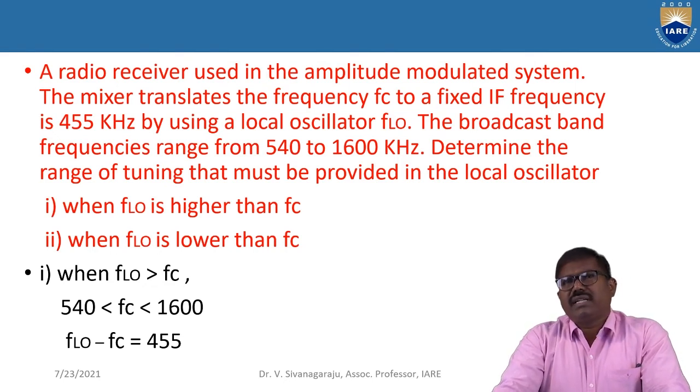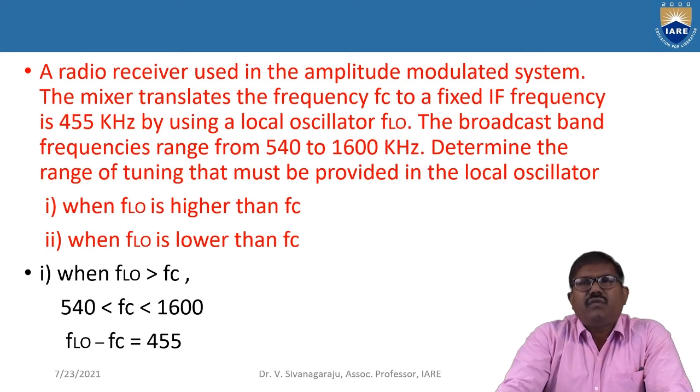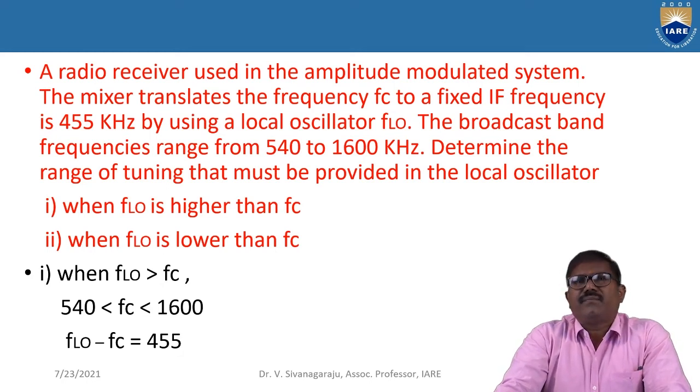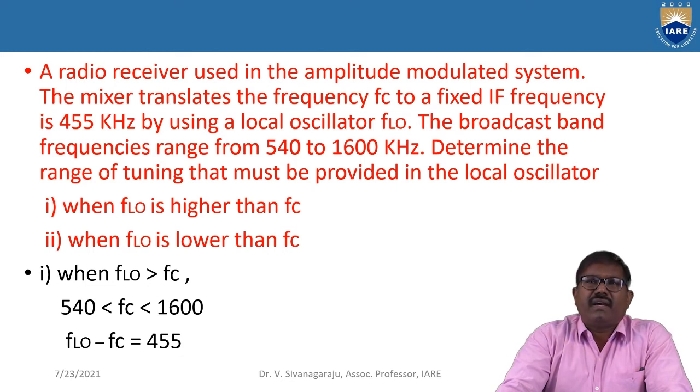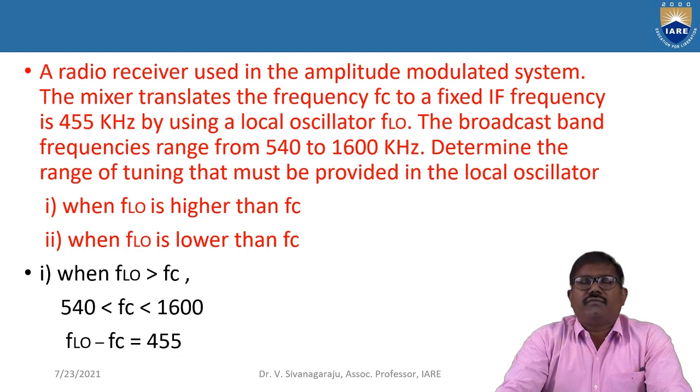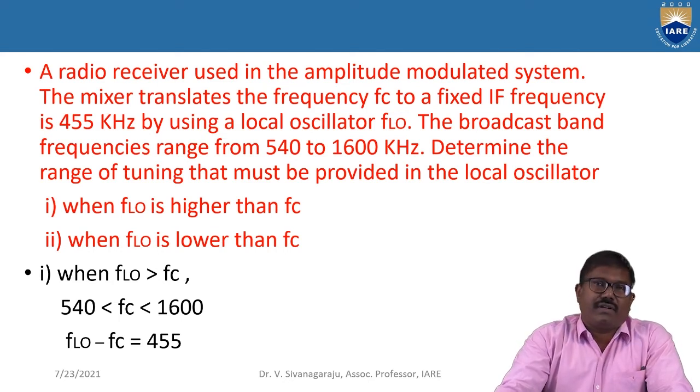So they gave two cases. One is when FLO is higher than FC, and another one is when FLO is lower than FC. They gave two cases. Okay. So first, before going to solve the problem, we should know which receiver this problem relates to. Why? Because we have two types of receivers: one is a TRF receiver and another is a superheterodyne receiver.